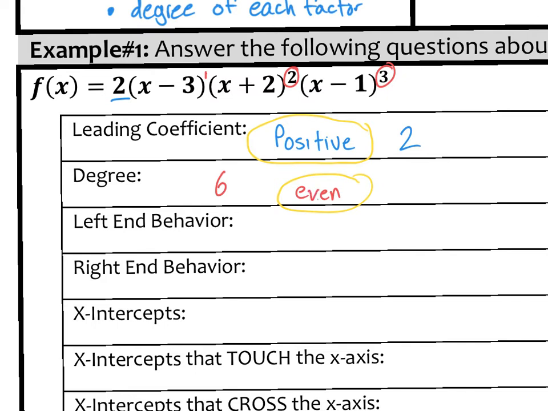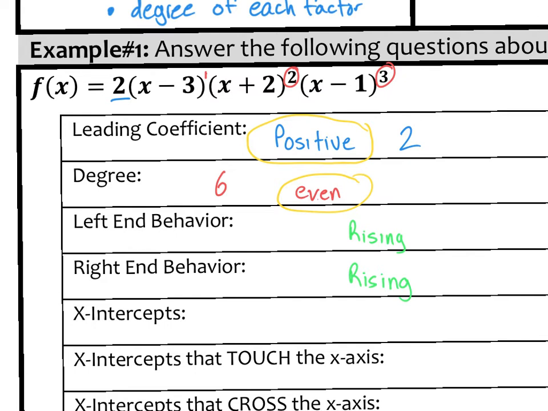Okay. And once we know that it's positive and even, we can then determine our end behavior. So it's going to be rising and rising. Anytime we have an even degree, they're going the same way. And anytime it's positive, they're both going up, rising, rising. And if it was negative, they'd be going down. But since it's positive and even, we're rising, rising.